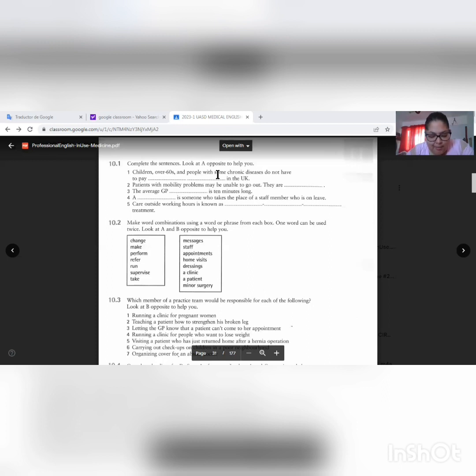OOH. 10.2. Make word combinations using a word or phrase from each box. One word can be used twice. Look at A and B opposite to help you. Take messages, make appointments, change dressings, refer a patient, supervise a clinic, perform minor surgery, run home visits.